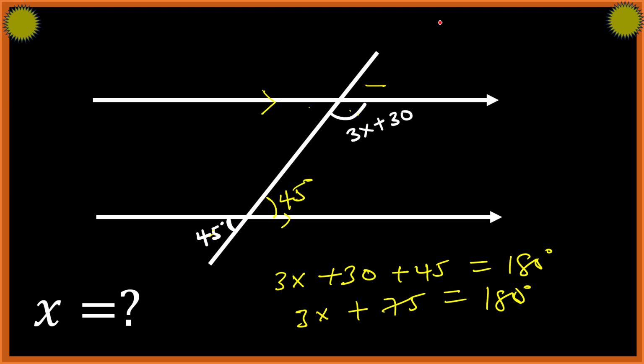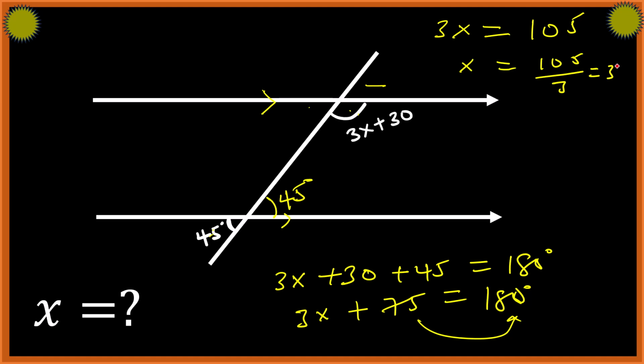So in short, 3x is the same one. So let's subtract 75 from 180, which will give us 105. So we have 105, and we have to divide both sides by 3 to arrive at 35 degrees. So the correct answer for x here is 35 degrees. All right.